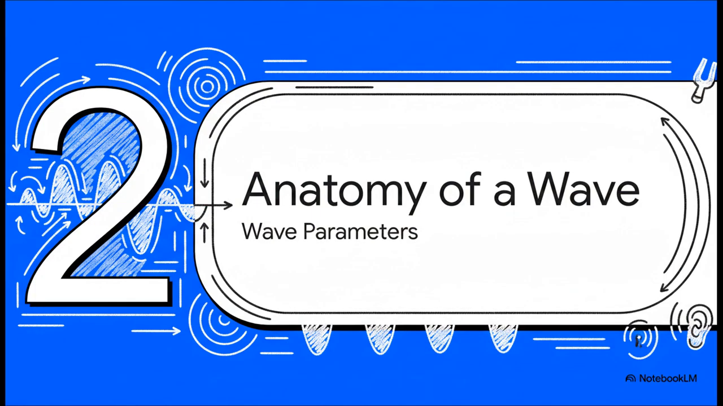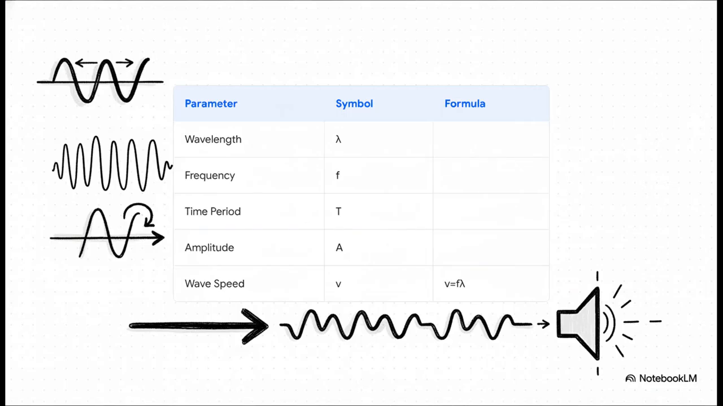Moving right along to part 2, the anatomy of a wave. To actually measure these invisible forces, we use a very specific physical vocabulary. Just imagine a single rolling wave for a second. The physical distance from one crest to the next, that's its wavelength. How rapidly those crests are passing you by every single second is the frequency.